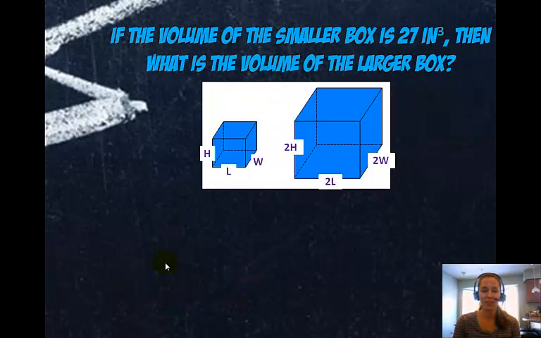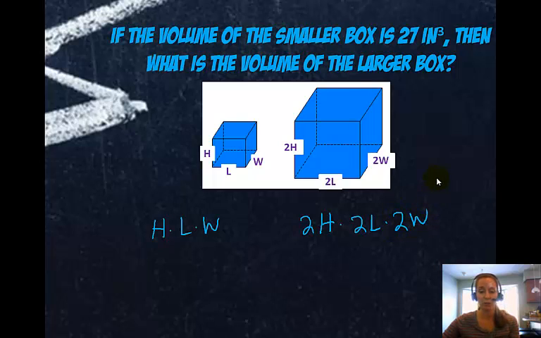Let's try another one. If the volume of the smaller box is 27 inches cubed, then what's the volume of the larger box? All right, they're not going to give us any fancy directions here, but they've shown us by looking at the picture that we've doubled all the dimensions, right? So remember, the smaller box is going to be the 3 dimensions multiplied: height times length times width. And then the larger one is going to be 2 height times 2 length times 2 width, if everything was doubled.